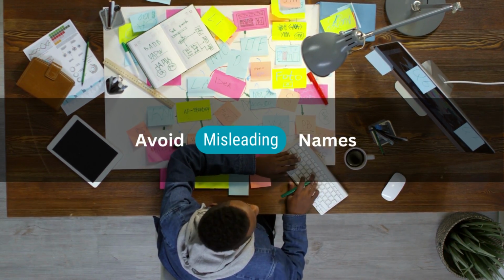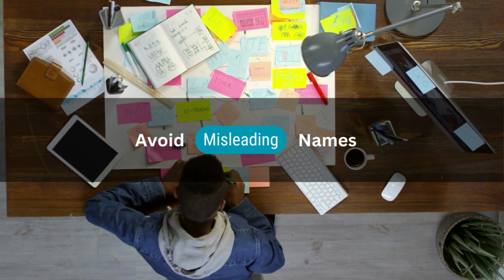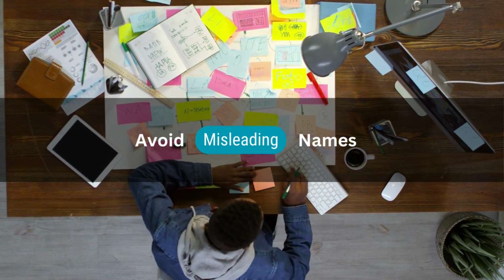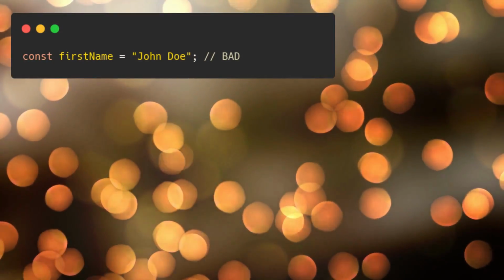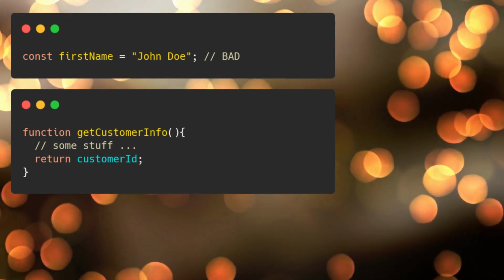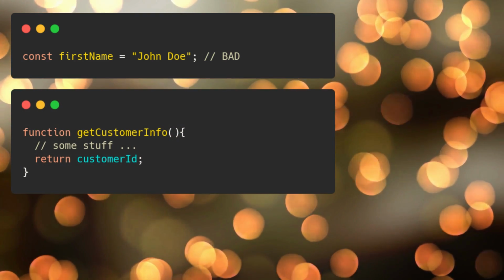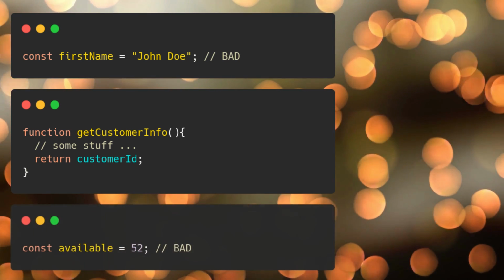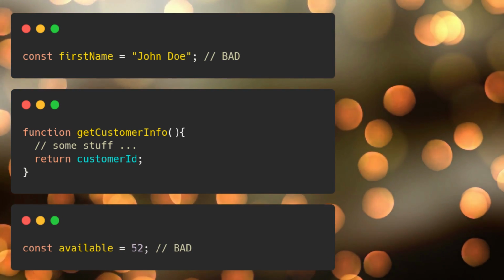Avoid misleading names. The second principle of naming is to avoid misleading names that can be confusing to other developers. For example, naming a variable first name when it actually contains the last name of a person. Naming a function getCustomerInfo when it actually returns the customer ID. Naming a variable available when it actually contains the count of available items.